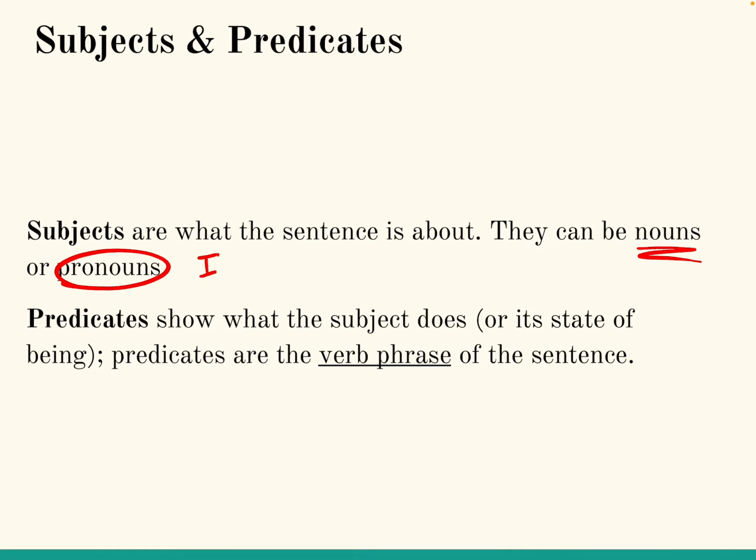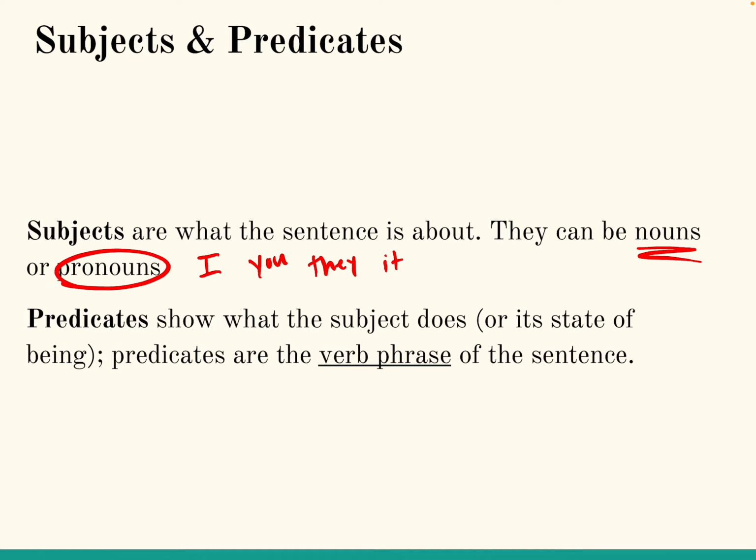So things like I takes the place for my first name, Adam. You takes the place of your first name. They, things like that, take the place for a group of people. Also, it is a really common pronoun. We use it as an ambiguous pronoun sometimes, but it is taking the place of a noun.